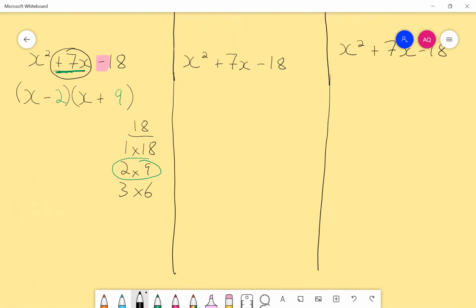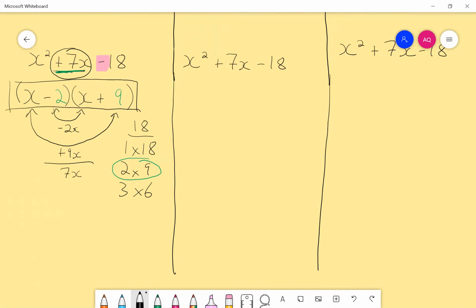To check this, we can multiply the two inside ones to give us minus 2x and multiply the two outside ones, x there, so multiply these two to give us plus 9x. Then we can add the two of these together just to check, does that give us the 7x? Yes, it does. So therefore, this is fine.